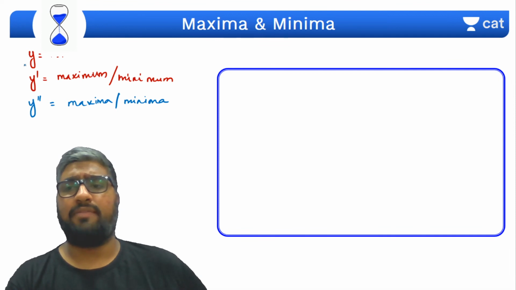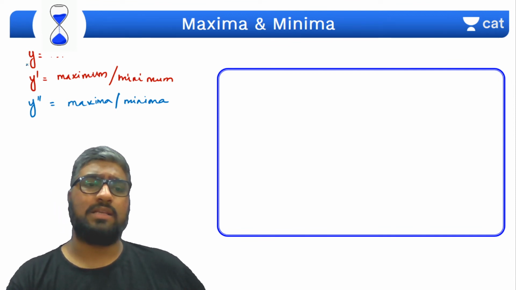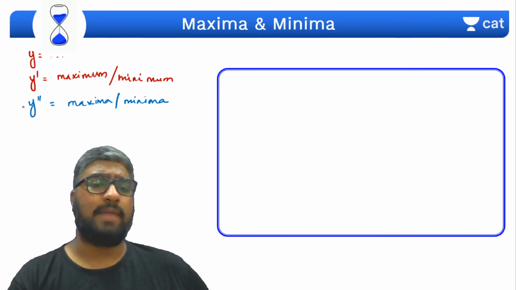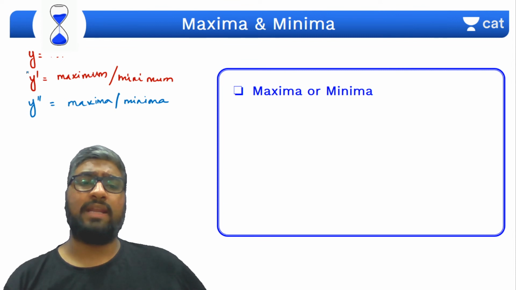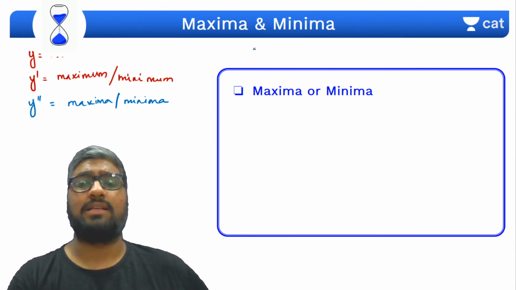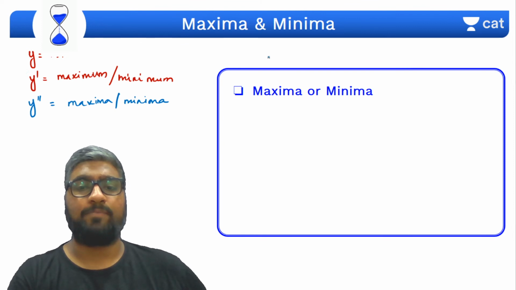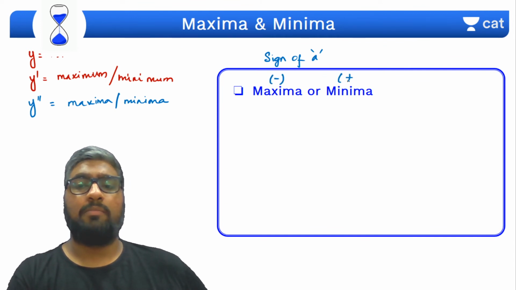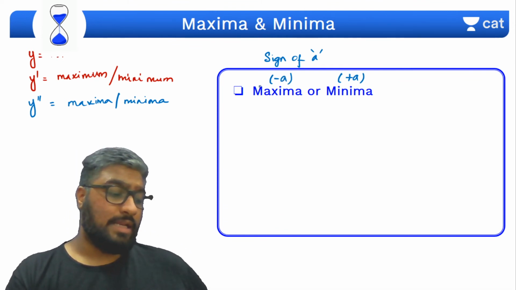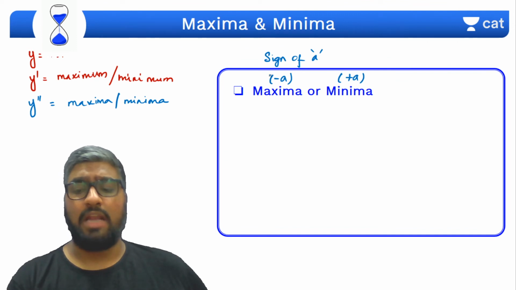Otherwise there is a predefined method of finding out maxima and minima and maximum and minimum value, which is here. If you were to find out maxima or minima, the first thing that you have to look at is the sign of a. After confirming the sign of a, whether it's positive or negative: if it's positive, you will have a minima. If it's negative, you will have a maxima. Correct? Negative a gives maxima, positive a would give us minima. Clear? Now how would you find that out?